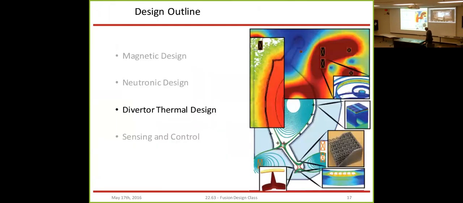Next, we're going to be moving on to divertor thermal design. Thank you, Dick.